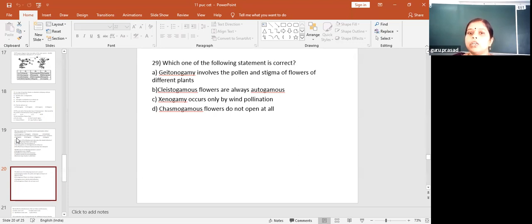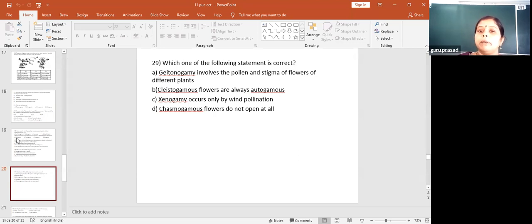Next, cleistogamous flowers are always autogamous. What is cleistogamy? They never open at all. They are always found in a closed condition. Of course, it should be autogamy. There is no chance of xenogamy or dichotomy there. So cleistogamous flowers are always autogamous in function. Of course, this is the correct option.